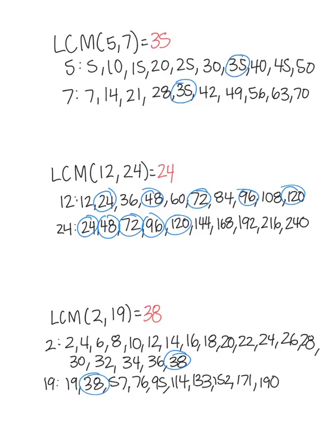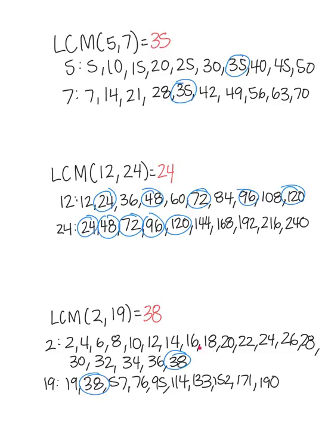These are the answers you should have had. The least common multiple of 5 and 7 is 35. The least common multiple of 12 and 24 is 24. There are a lot of common multiples of 12 and 24, but the least or the smallest one is 24. Least common multiple of 2 and 19 is 38.